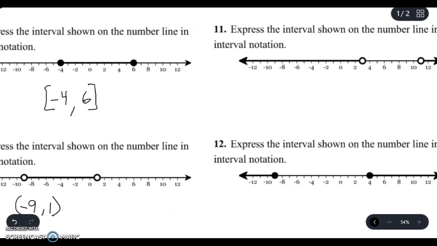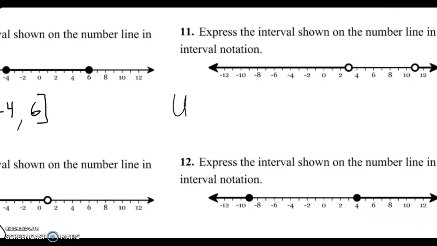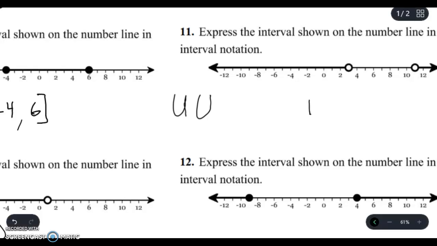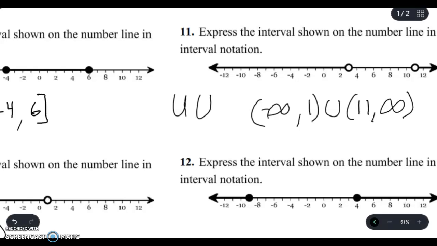All right, let's take a look at these last two. These are going to be the OR, and you use this U symbol for the OR. You can just put it like that, in between what you've got going on. On the left side, we've got from 1, open circle, parentheses, going to negative infinity, parentheses. Or you've got from 11 to positive 12, going all the way up to positive infinity. Since there are open circles, we use parentheses.